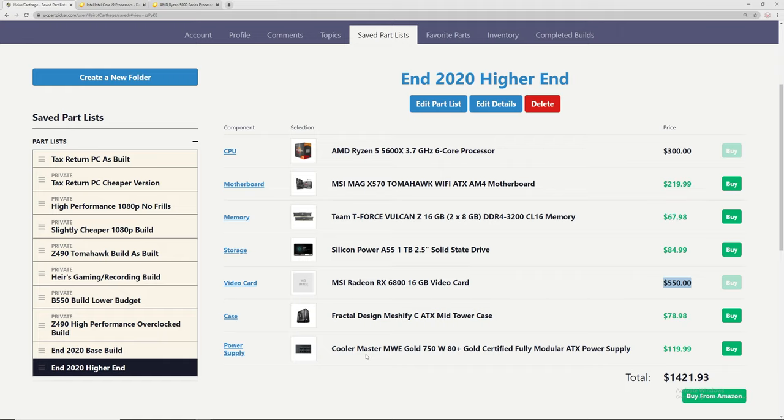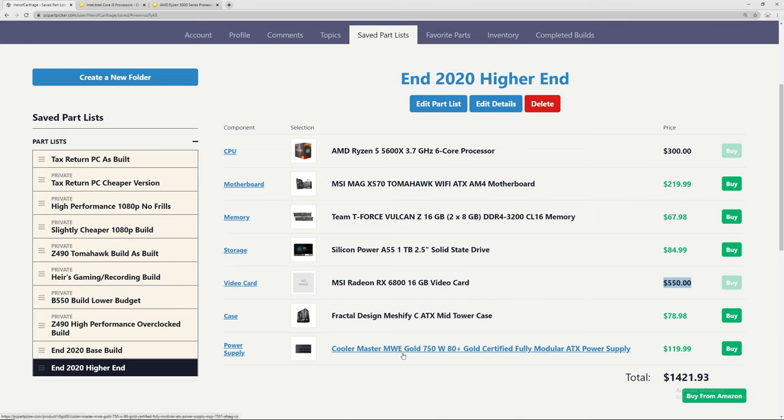Do you have to have this? No, but I think you should. If you're going to build something this nice, you should at least get a good power supply. And so I use this Cooler Master MWE Gold. All of these parts that I've recommended here, I've used before, with the exception of the new graphics cards, because not even I can get one right now. I've used all of these parts before.